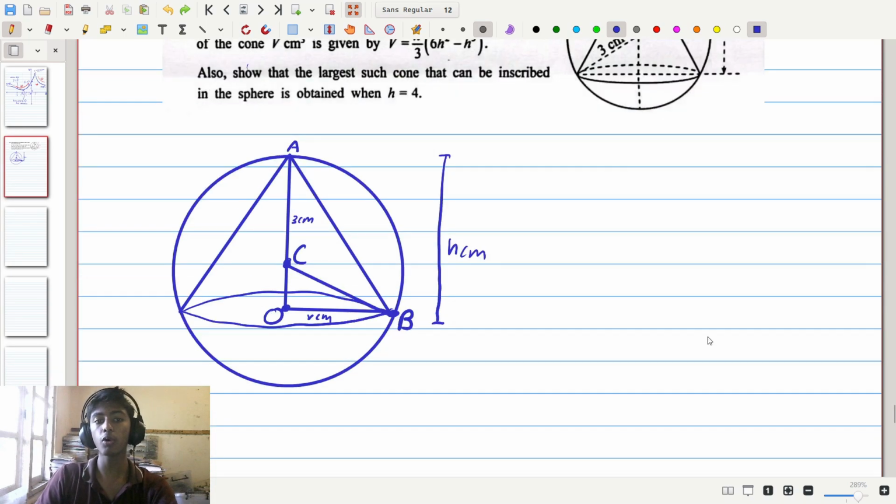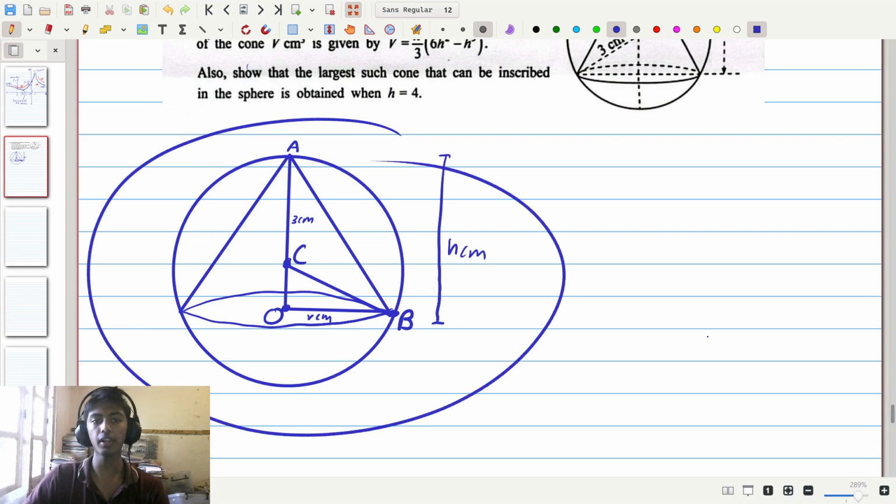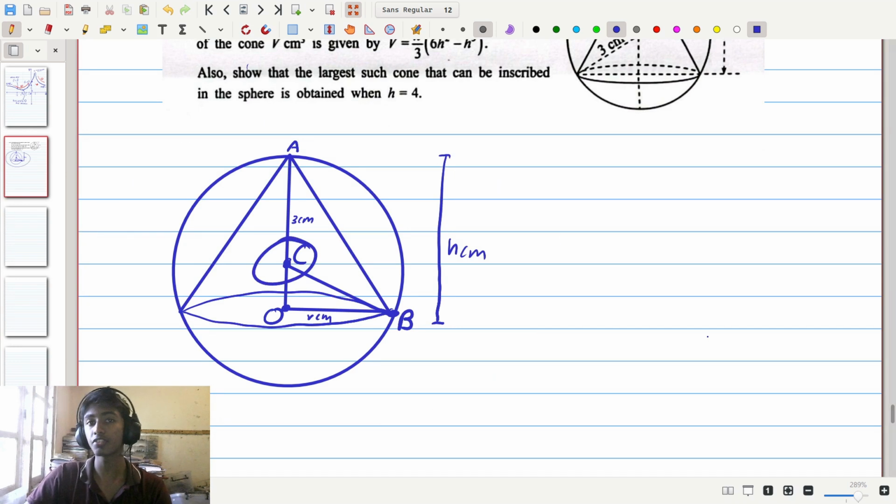To start this off, I've drawn the diagram in the answer sheet as well like this. I've also marked a couple of the points. You can see this point here, C, is the center of the sphere. This point O is the center of the circle that is the base of the cone. And then additionally, we have this point A at the top, A for apex, because it's the apex of the cone.